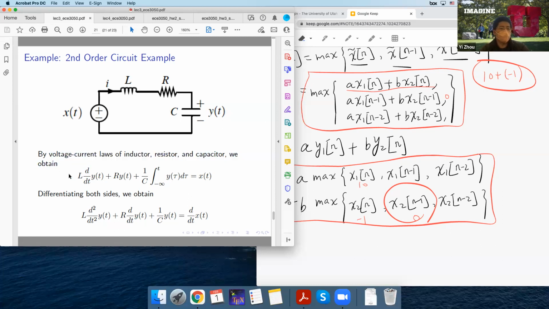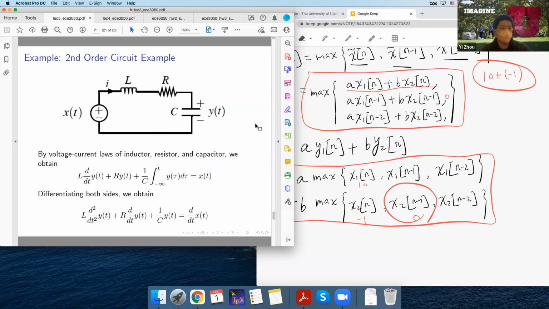Now this is the fundamental equation of this system. It basically says the voltage of the power source equals the sum of all the other voltages. And this equation is not easy to solve because we have a derivative, we have the current itself, and we have the integration of the current. And on the right-hand side, we have the voltage signal. So it involves derivative, integration, and the signals themselves.